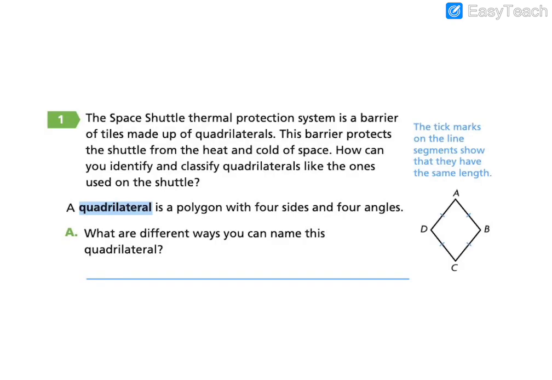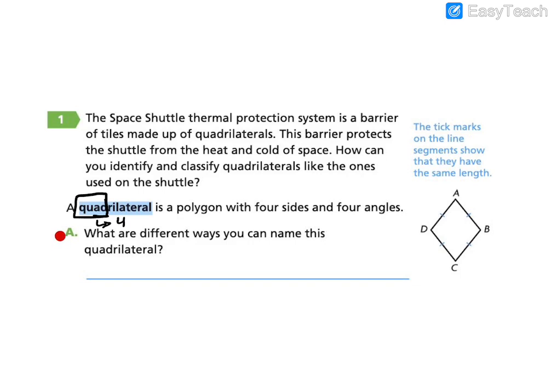Number 1. The Space Shuttle Thermal Protection System is a barrier of tiles made of quadrilaterals. This barrier protects the shuttle from the heat and cold of space. How can you identify and classify quadrilaterals like the ones used on the shuttle? All right, so the first thing is a quadrilateral is a polygon with 4 sides and 4 angles. A triangle has 3, a quadrilateral has 4, right? And we see that quad right there. We know that morpheme quad means 4.